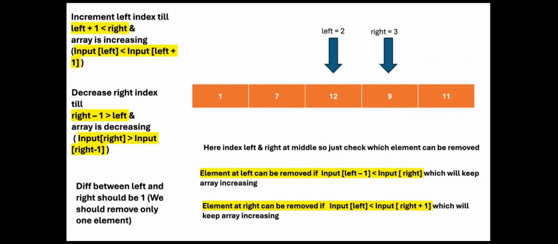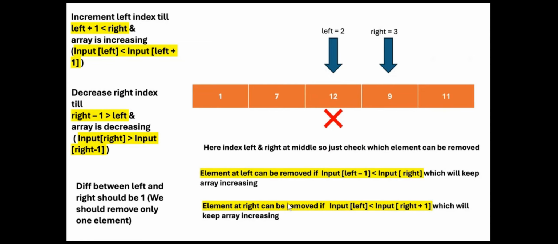The element at right can be removed if input at left, which is 12, is less than the input at right plus 1, because we are removing the right. So the next element of 12 will become 11. So to keep the array strictly increasing, we need to check that 12 is less than the element at right plus 1, which is 11, which is false. So in this case, the second condition is false. But the first condition, whether we can remove the left index element or not, is true, because left minus 1 is 7 and 7 is less than 9. So we can remove the 12 so that the rest of the array becomes strictly increasing.